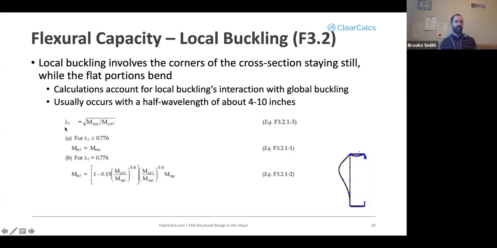And your slenderness coefficient is what you start out with. That's your lambda L value here, square root of MNE, your global buckling capacity, divided by MCRL. Once you have that lambda L, you just pick one of these two equations as appropriate and calculate your total local buckling capacity, MNL.